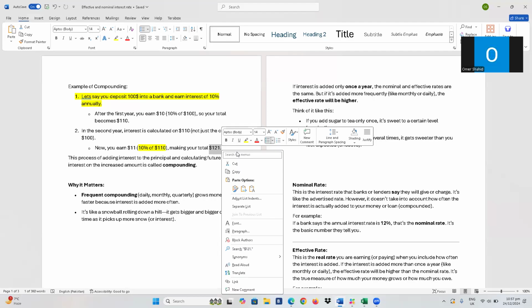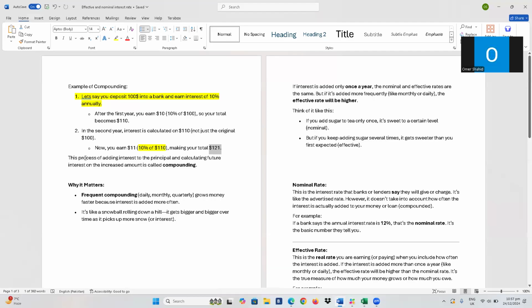$121. So this process of adding the interest to principal and calculating future interest on the increased amount is called compounding. Like this, the adding up process is called compounding. You calculate the interest on the new amount, not the original amount.